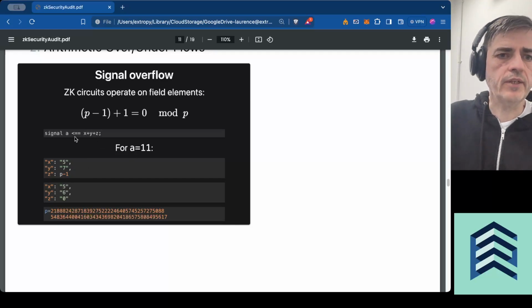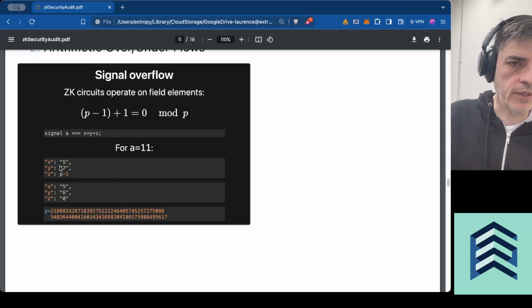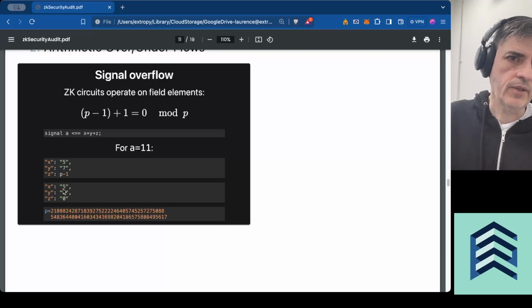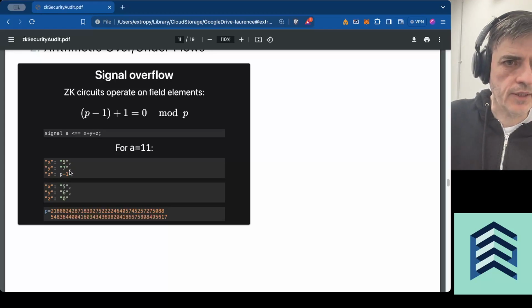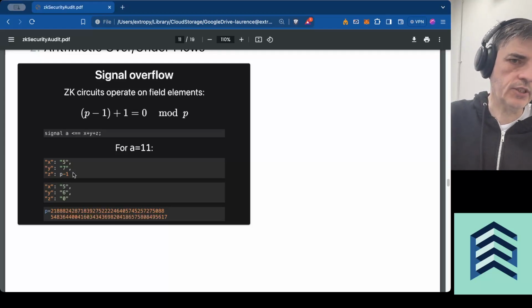If you think of what we're going towards is that a is going to be equal to 11, what we have with these two examples is that there are different ways to get there. We could have x and y being 5 and 7, and then z being p minus 1. Or we could have x and y being 5 and 6, and z being 0, and these will both produce 11. Typically we would want more constraints. We wouldn't want the top case, where we could have effectively overflow.